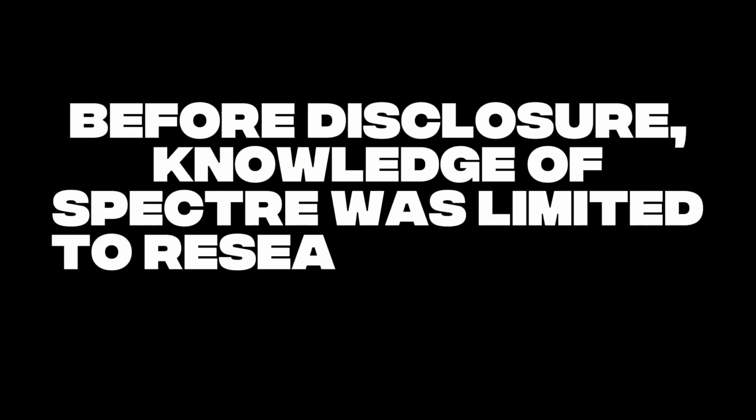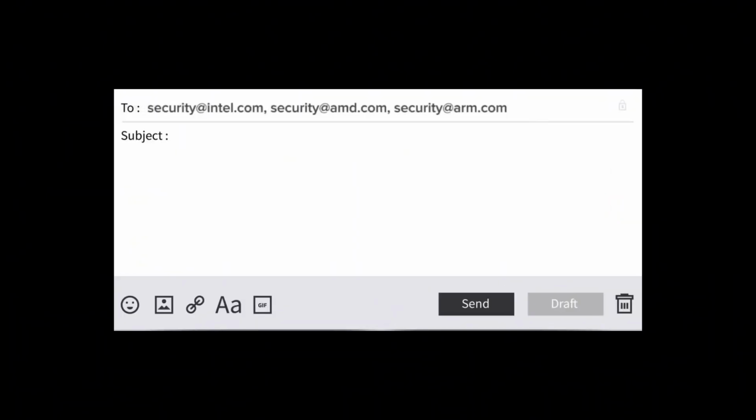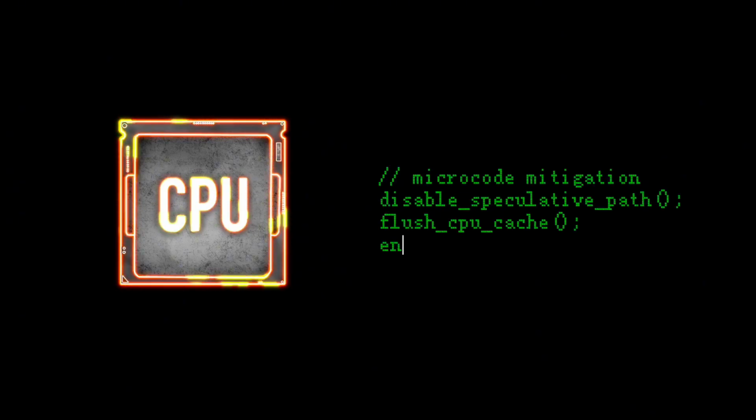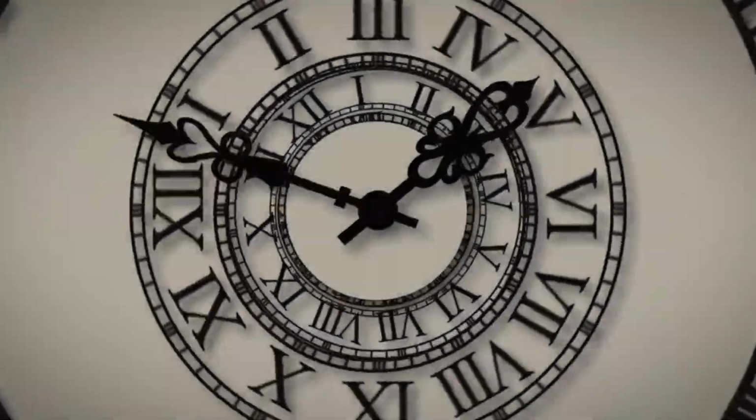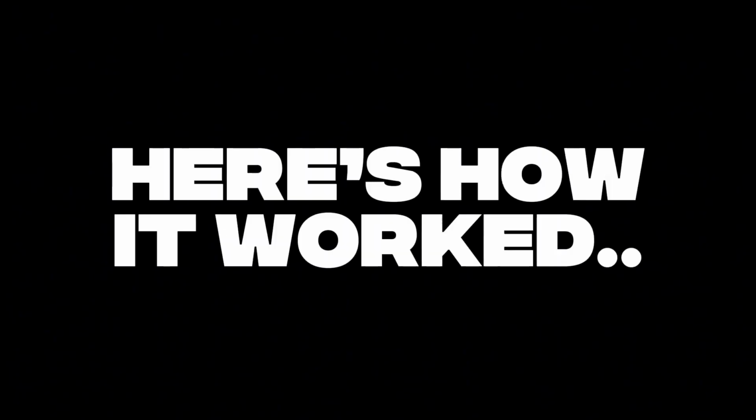Before disclosure, knowledge of Spectre was limited to researchers and CPU manufacturers. Vendors were given advance notice so they could prepare mitigations before public release. Because the flaw existed at the hardware level, it could not be fully patched, only mitigated through software and microcode updates. Once disclosed, exploitation became a matter of time. And here's how it worked.